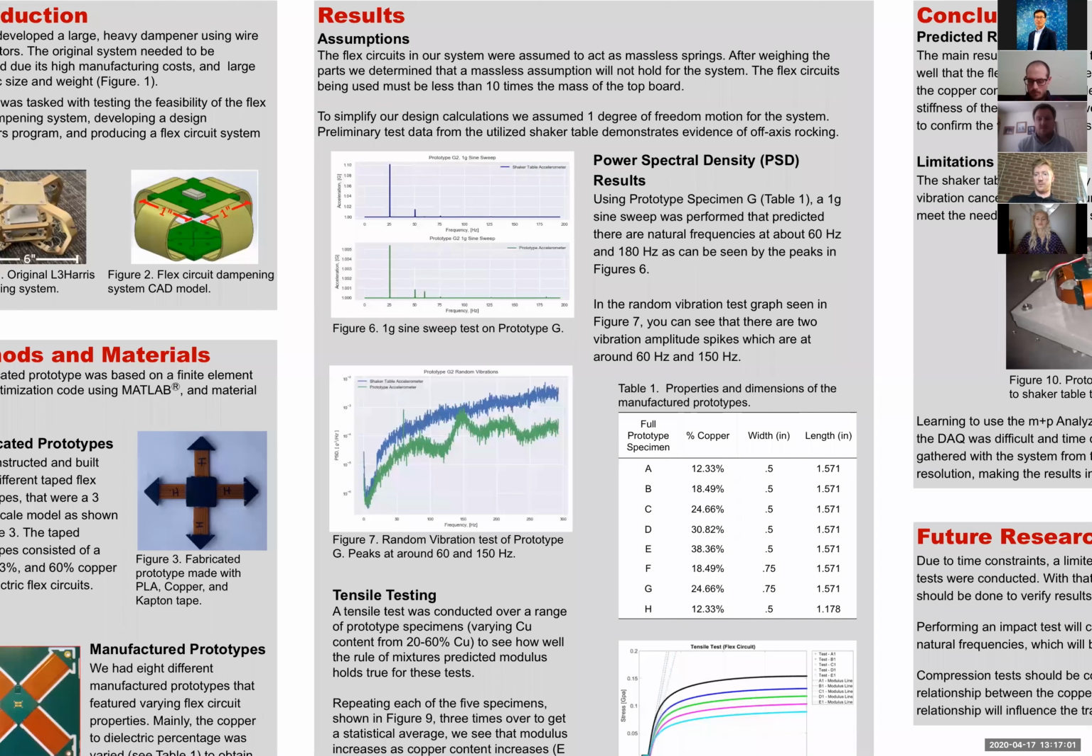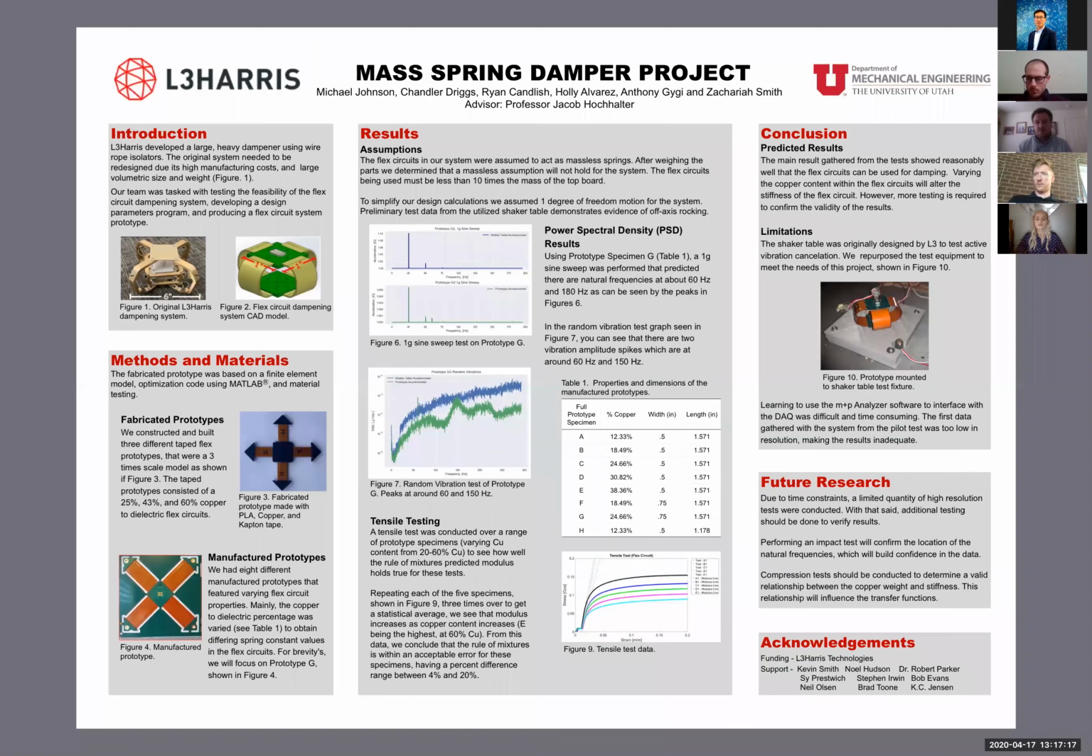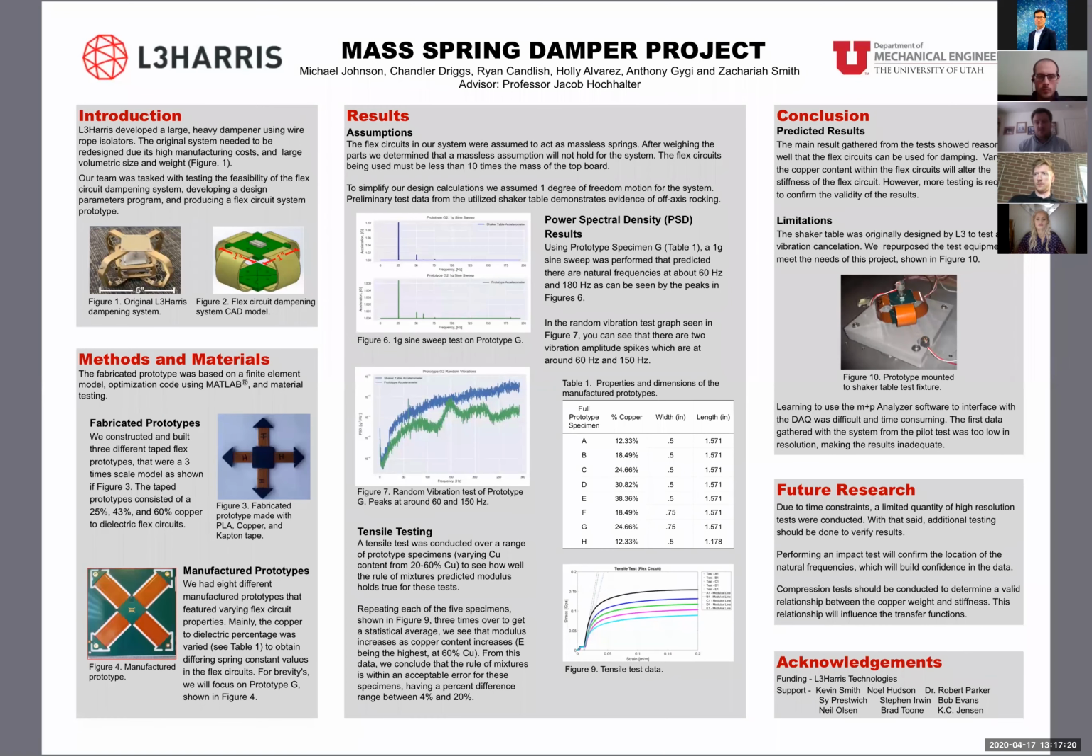So as you can see, we were successful with our limited data in creating a mass spring damper system that filters out vibrations using flex circuits. And we were also successful in being able to predict the natural frequency to a relative degree of accuracy using the material properties of this, the spring constant and Young's modulus for each of the flexes by varying the copper content.